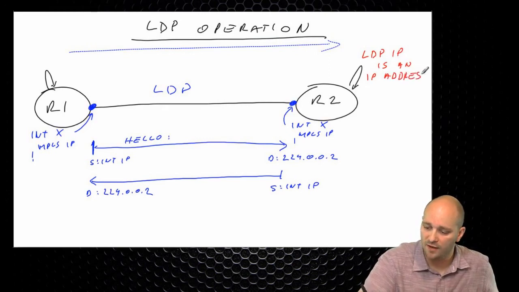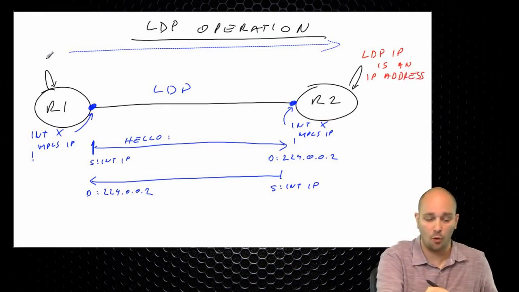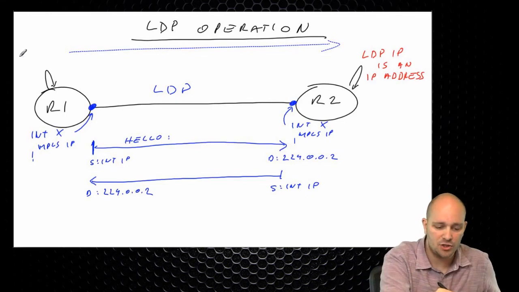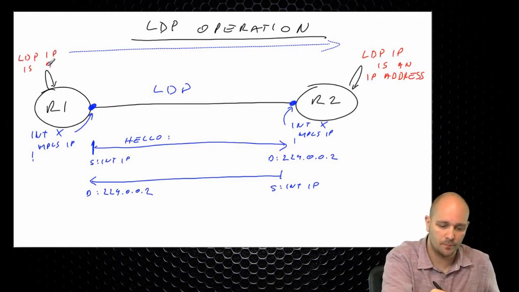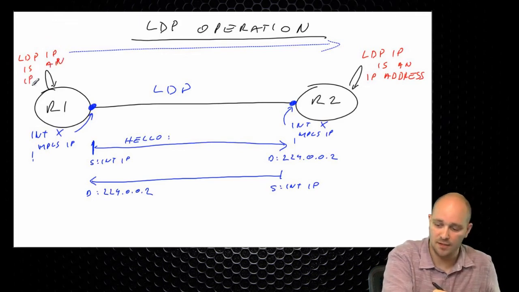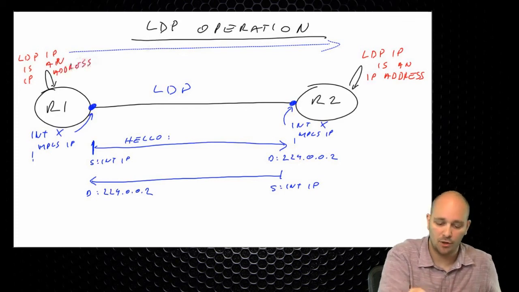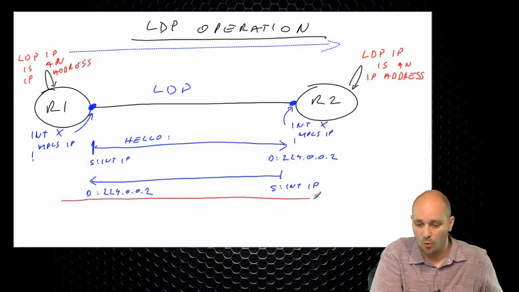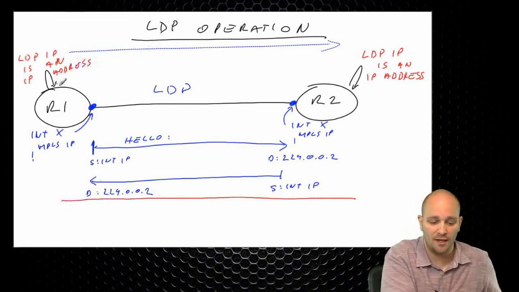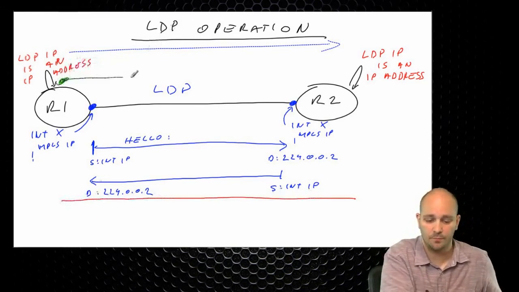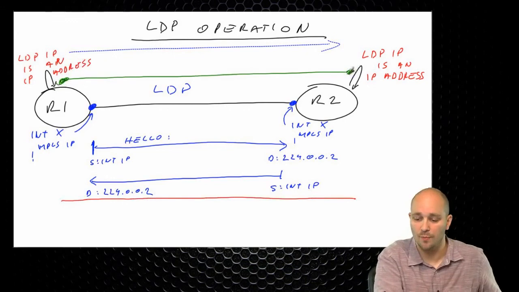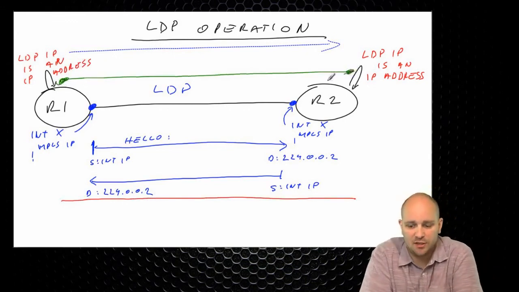So in OSPF, we know that the router identifier, or in BGP for that matter, is just a number that looks like an IP address. But here it is an actual IP address, and this address must be reachable because of what happens next. What happens next is there's going to be a TCP session between these two. And this TCP session is deterministic.